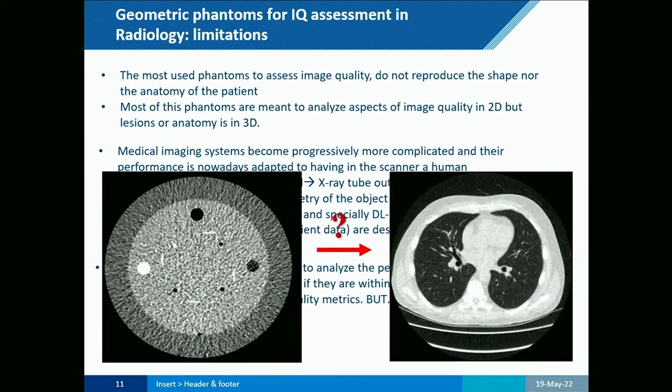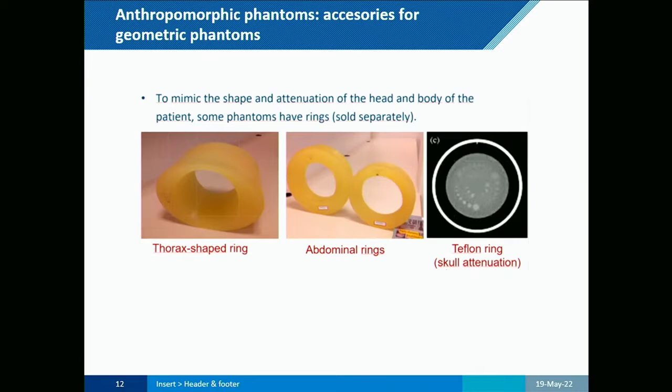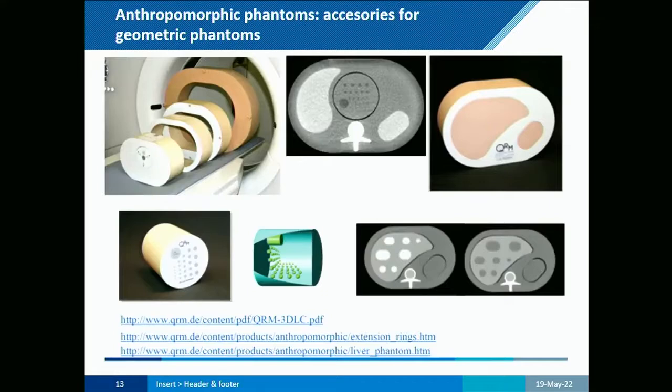So for instance, how can we translate the measurements we do as physicists in objects like the one you see to what the radiologist actually has to detect on the images in terms of diagnosis? This is the bridge that we need to cross between technical image quality and diagnostic image quality. One step that we can take is to try to make our simple geometric phantom a bit more anthropomorphic. Sometimes you can put rings around it to make it more like a thorax, increase the attenuation, and so on. And there are different approaches by different manufacturers about this.